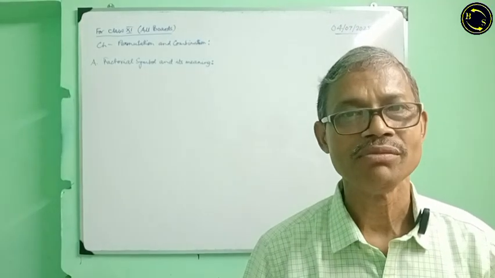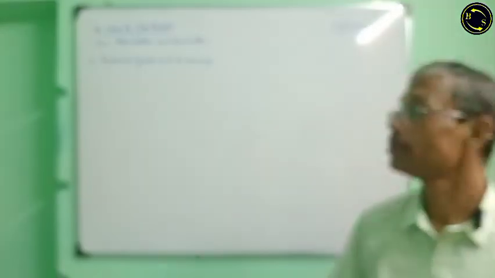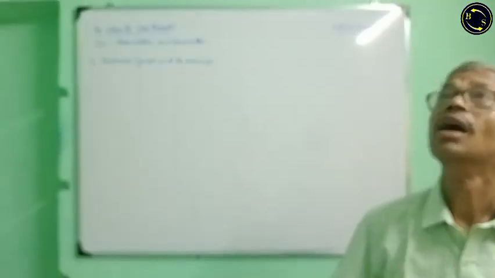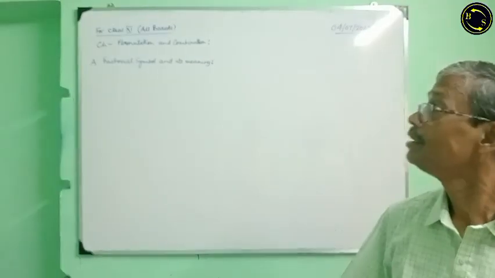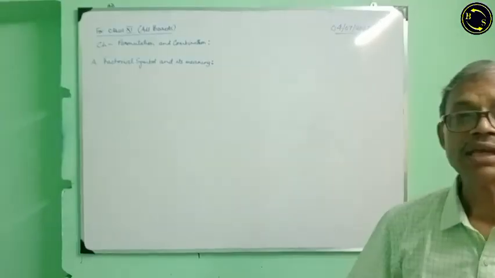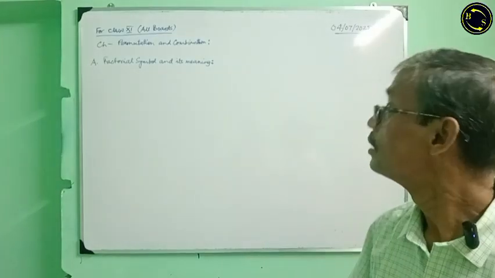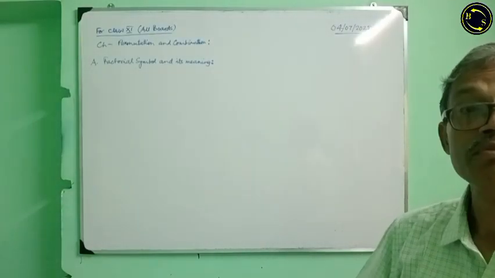Welcome to btosacademy. Welcome to my maths class. Today I am going to start a new chapter. Name of the chapter is permutation combination. I have already written in part A. I shall discuss the symbol named factorial and its meaning.